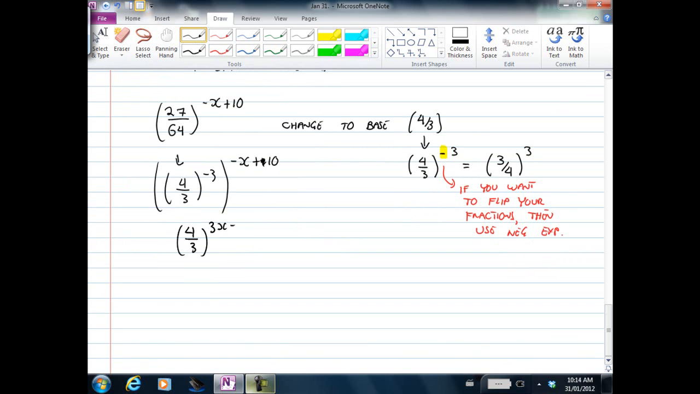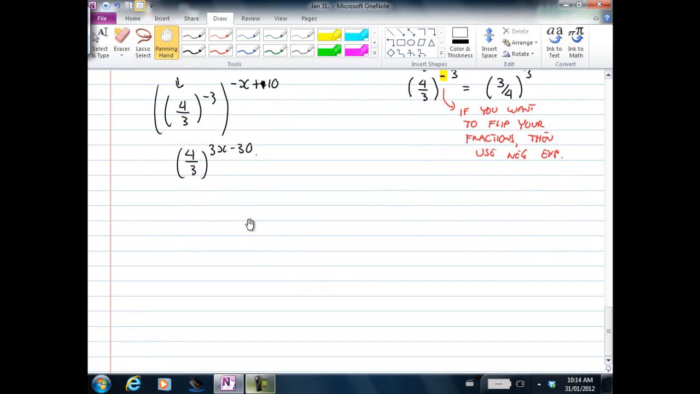3x minus 30. Hey, that's it. You will have to learn how to flip these around left and right using negative exponents. They will play around with tricky exponents for you. Okay. What else can I give you before I start the work?